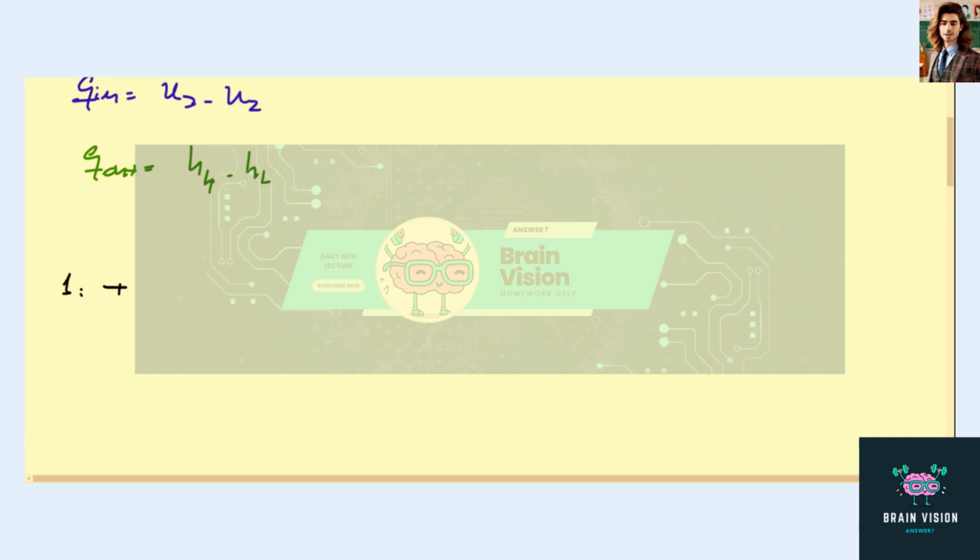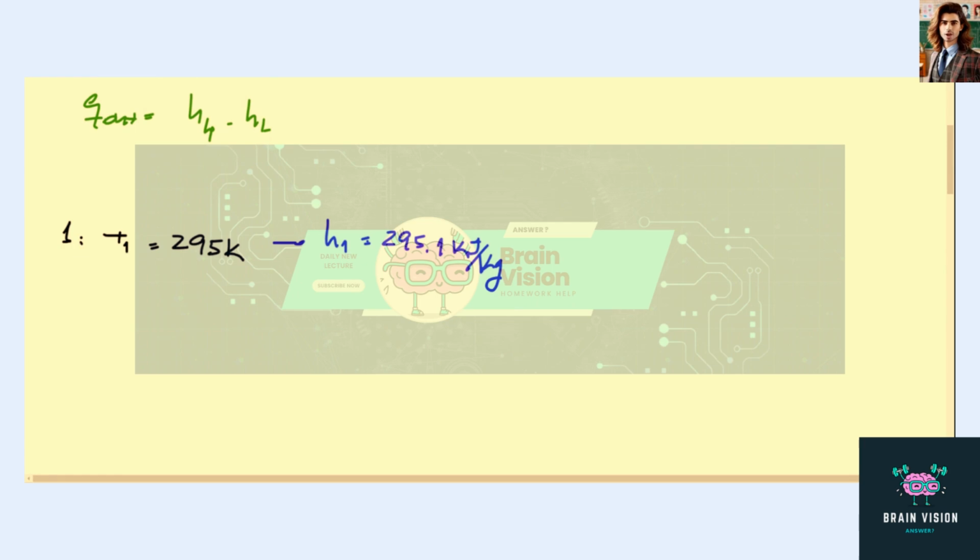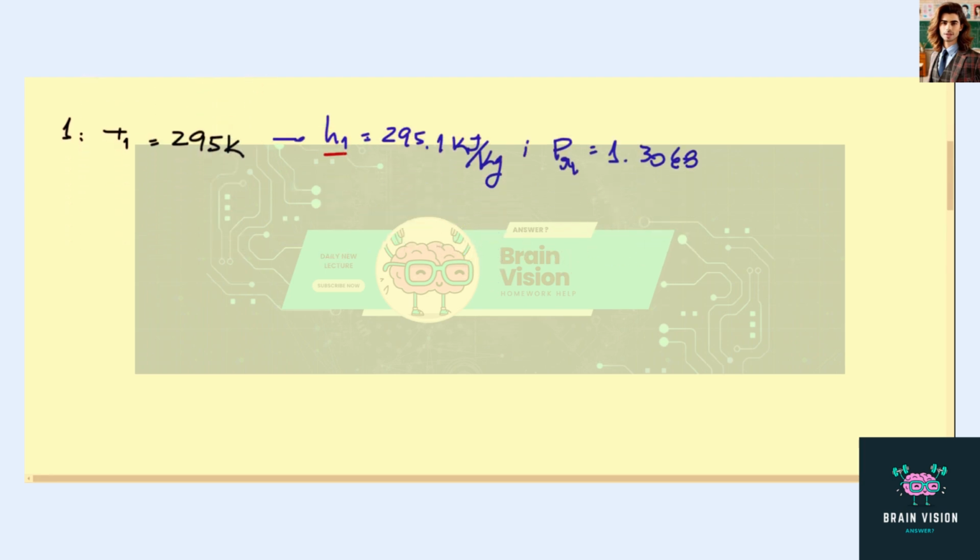In point 1, we know that the initial temperature is 295 Kelvin. Therefore, if we look in the table, we find that the enthalpy with this temperature is 295.17 kilojoules per kilogram. We also know that the relative pressure in point 1 is 1.3068. So we already have the first variable, which is H1, the enthalpy in point 1.